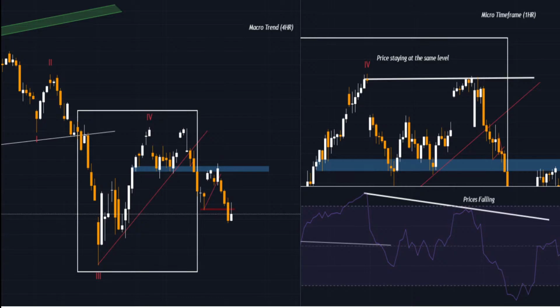And here's an example we're going to go into. Here's a macro trend right here on our left side, as you can see, the 4-hour chart. And we're looking at this white box. That's what I'm highlighting here. We're looking inside there, and that's what you can see on the micro time frame.